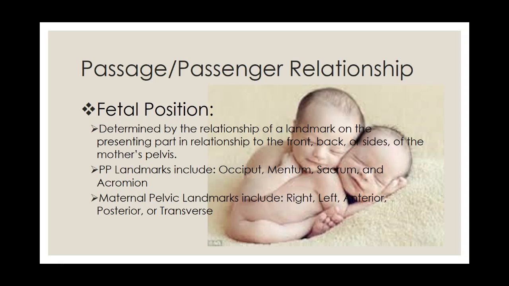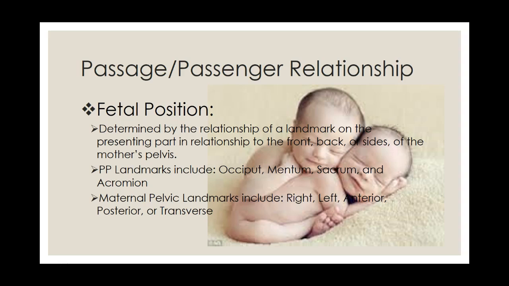Some of these passenger relationship landmarks include the occiput, the mentum, the sacrum, and the acromion. We've already talked about the occiput and the mentum. Remember, the mentum is the chin, and the occiput is the part on the fetal head that is below the posterior fontanelle. The sacrum, obviously, is the butt, and acromion is the shoulder.